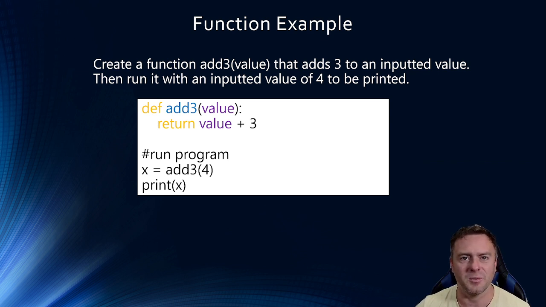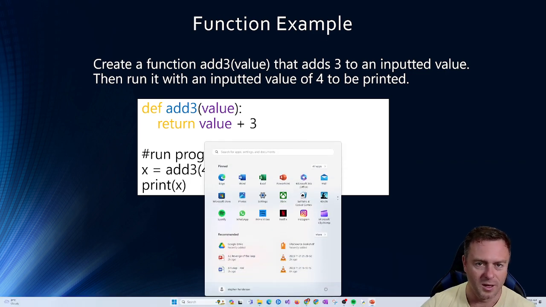So basically what happens is the value gets added. So we go def add3, that's the name of the function, and then we've got a value. We're then going to go straight to returning the value, but we're going to add on 3 to it. So this program, when it runs, will add 3 each time. So this should output 7. So let's have a look.